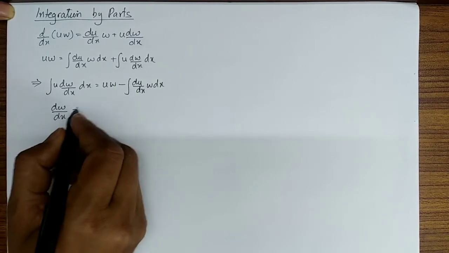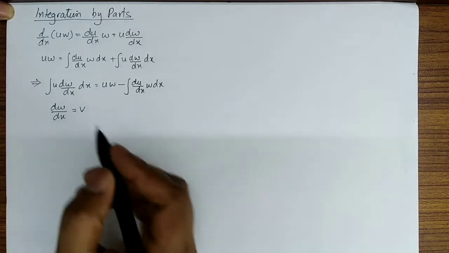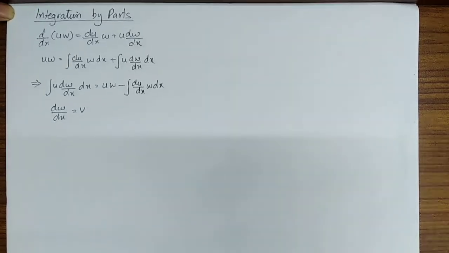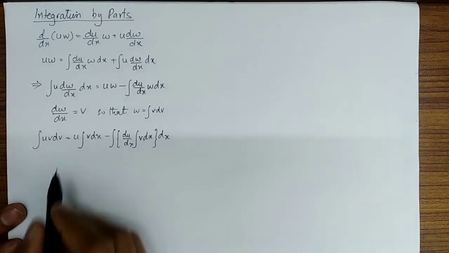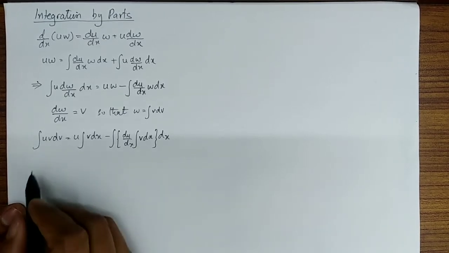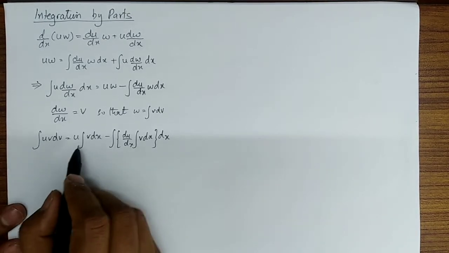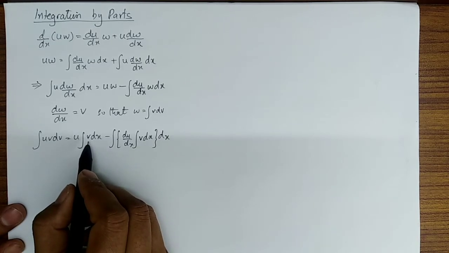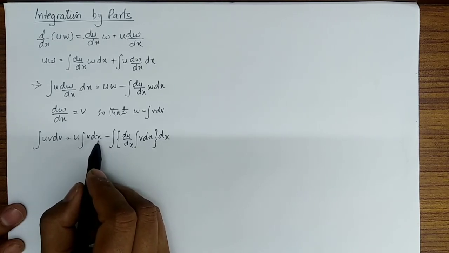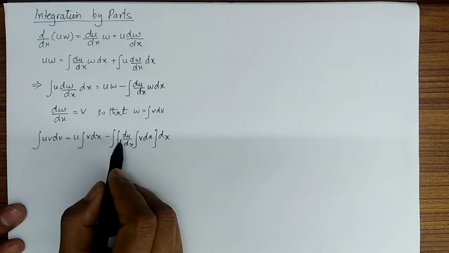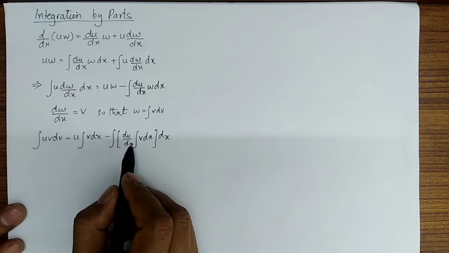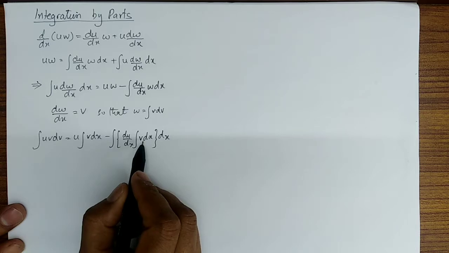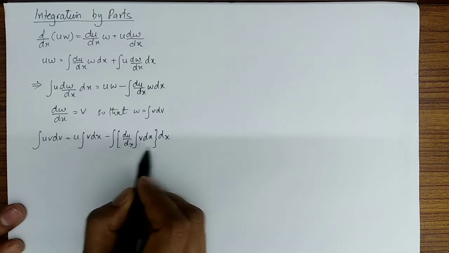And by putting dw upon dx, we get this sentence, which can be written as: the first function multiplied by the integral of the second function, minus the integral of the derivative of the first function multiplied by the integral of the second function as a whole.